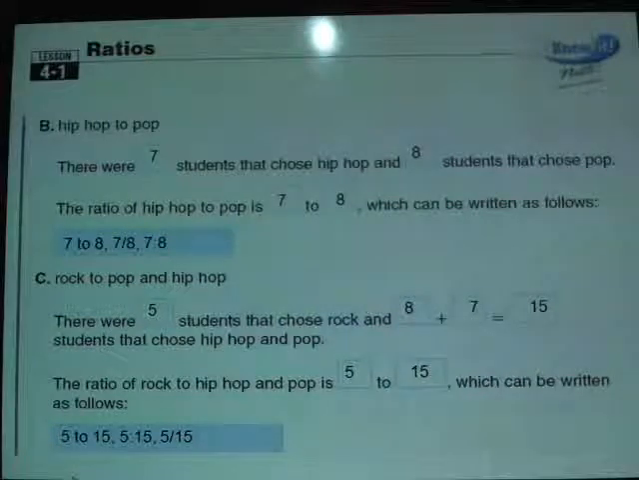Right? For 5 rock fans, there are 15 pop and hip hop fans. If I reduce it to 1 to 3, it says for every 1 rock fan, there would then be 3 pop and hip hop fans. And as you can see, since those fractions are equivalent, when we bubble that up, it still comes out to 5 over 15. So that's why the ratios would be equivalent.